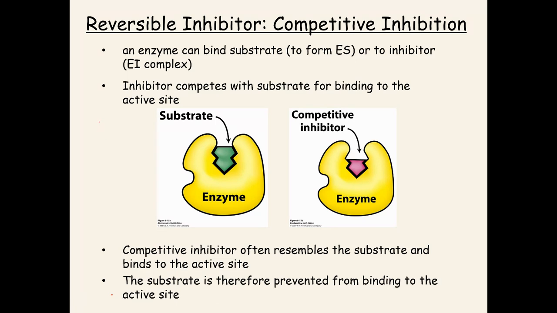So you have to increase the concentration of substrate if you want to essentially flush out the competitive inhibitor. If you increase the amount of substrate to keep Vmax the same, then you're going to see that Vmax is the same.